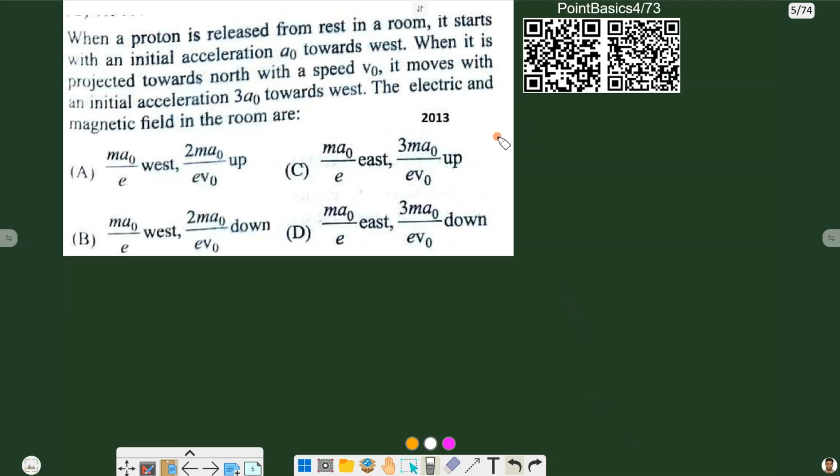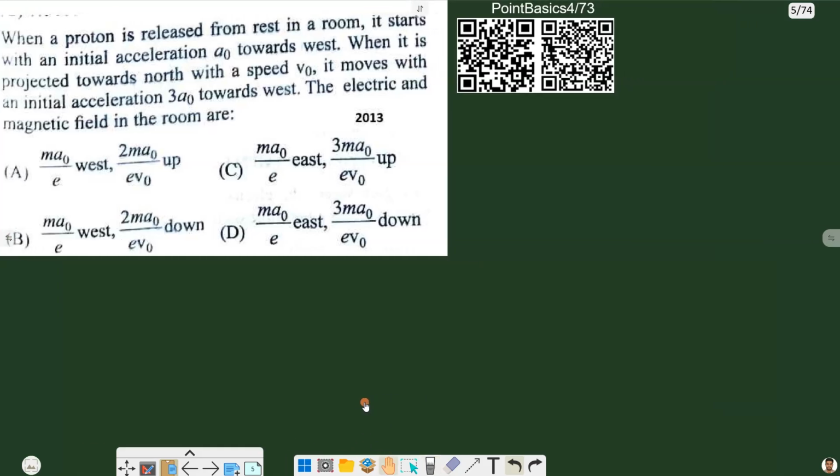When a proton is released from rest in a room, it starts with initial acceleration a naught towards the west. When it is projected towards north with speed v naught, it moves with initial acceleration 3 a naught towards the west. The electric and magnetic fields in the room are? So we have to find the electric and magnetic fields. So for that, let's first draw the directions.